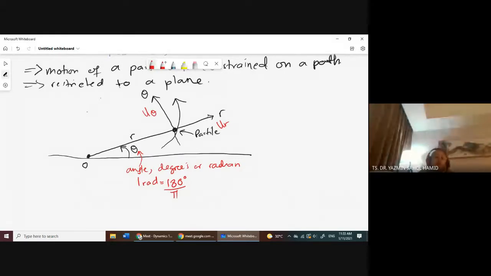So the positive coordinates of the r and the theta are defined by this vector, which is unit vector ur and u theta. You understand? The positive coordinates of the r and the theta are defined by the vector coordinates, ur and u theta. Okay, next.